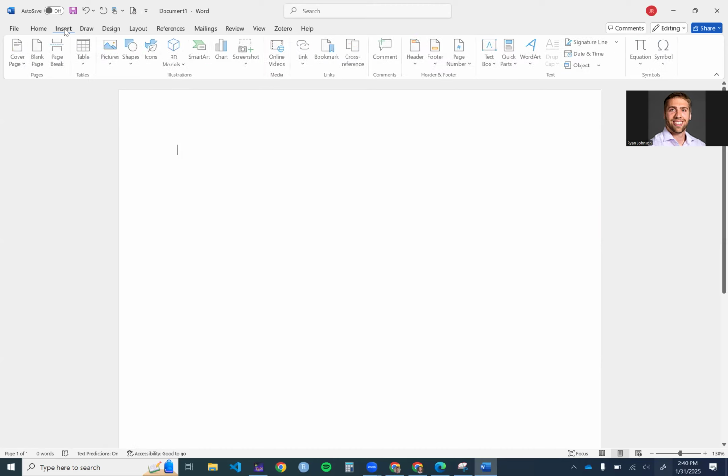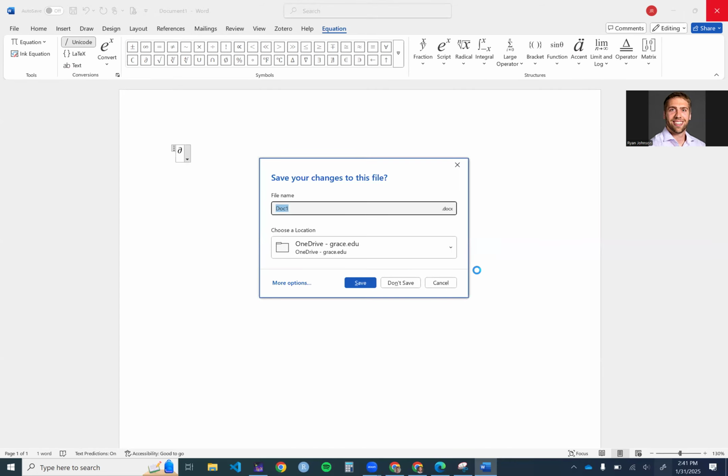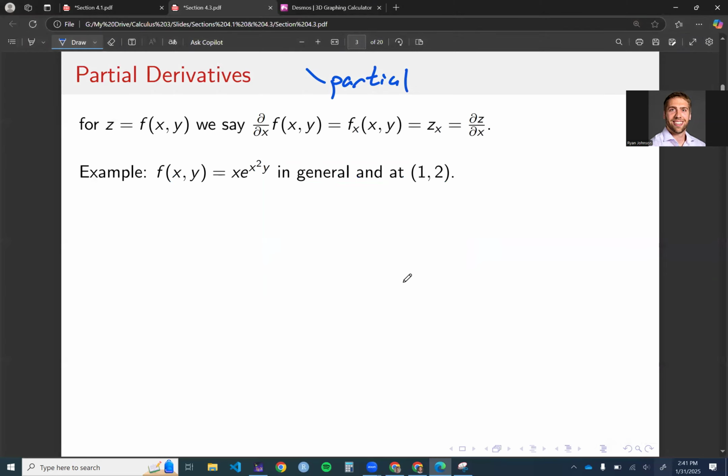Insert equation. If I do slash partial, yeah, Microsoft Word has it. So if you're in equation mode and go slash partial, it does it. Okay. We don't need to save that. All right. So I just refer to it as the partial symbol.